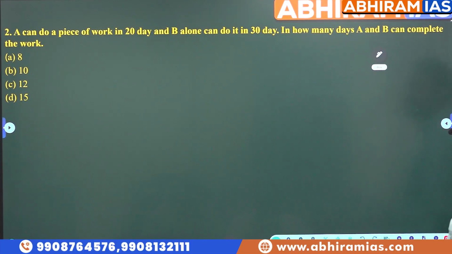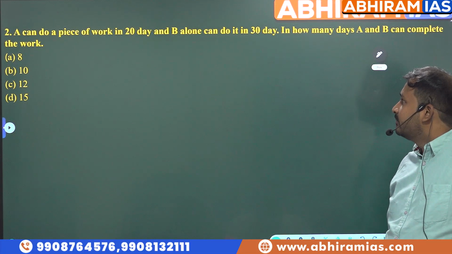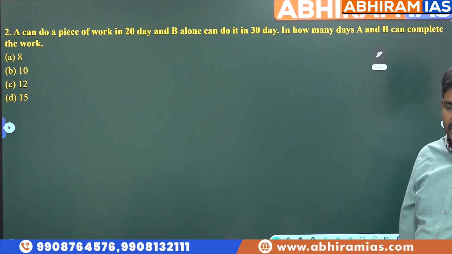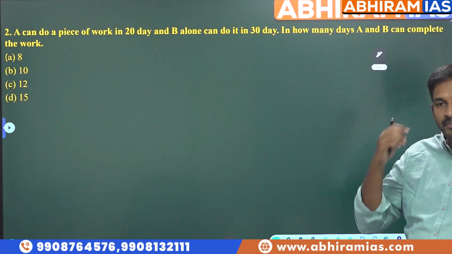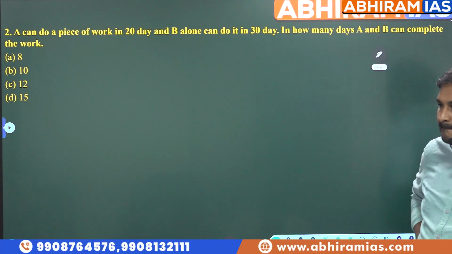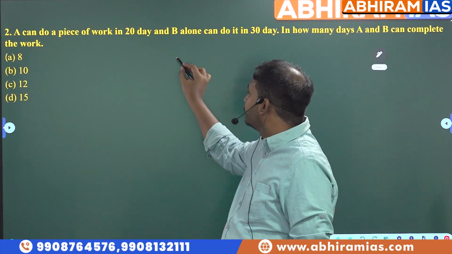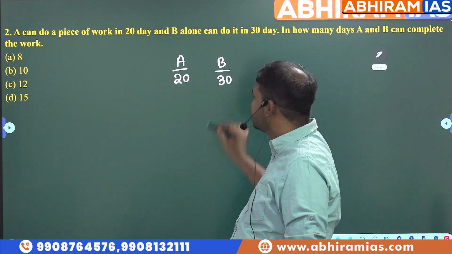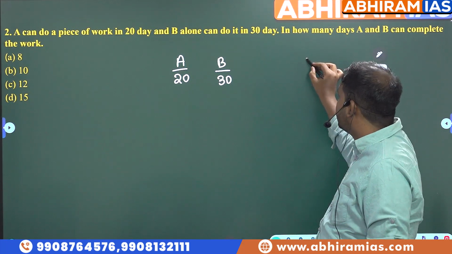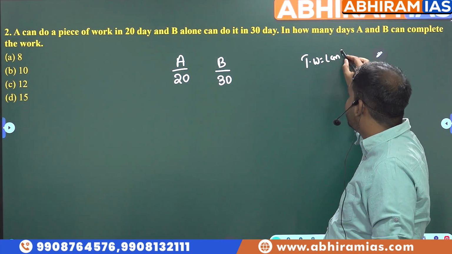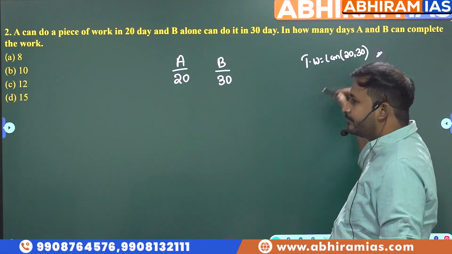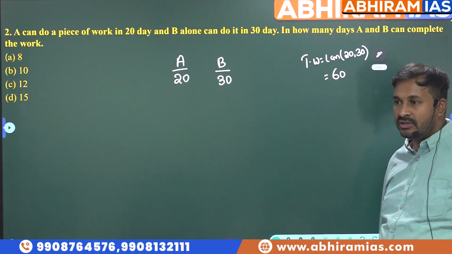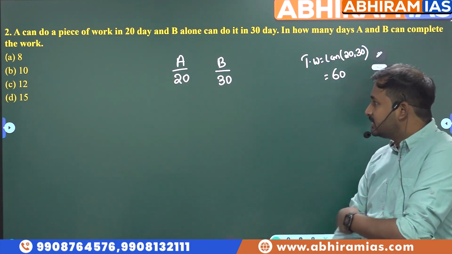Next, see the next one. A can do a piece of work in 20 days. B alone can do it in 30 days. In how many days can A and B complete the work? Do it, students. A can do it in 20 days. B can do it in 30 days. Okay. So my total work will become what? LCM of 20 comma 30. So that is nothing but 60. So our total work here is 60.